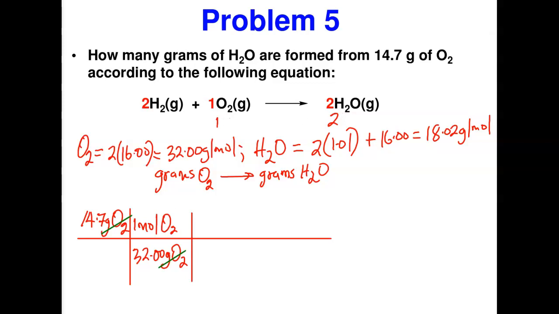Water. The ratio is 1:2. And since we're looking for water, water is going to be on top. So I'm going to use 2 moles of water divided by 1 mole of oxygen, 1 mole of O2. And now if you cancel this, let me try to draw a distance. I'll cancel it with my green, so this guy cancels, and this guy will cancel.